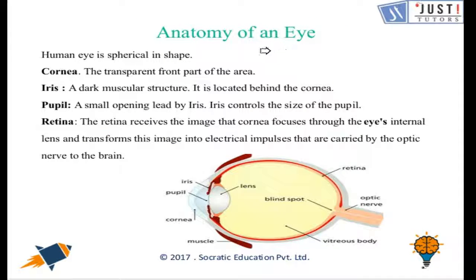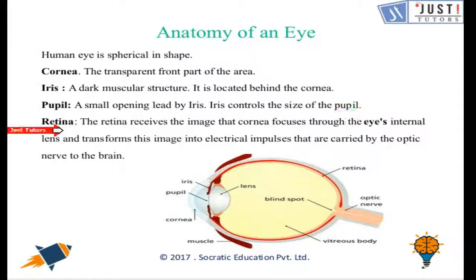Now, what do we understand about the anatomy of an eye? We can say that the human eye is spherical in shape, where the outer part protects it from accidents, where the cornea is the transparent part of the area, and the iris is a dark muscular structure. It is located behind the cornea, where the pupil is a small opening led by the iris, and the iris controls the size of the pupil.